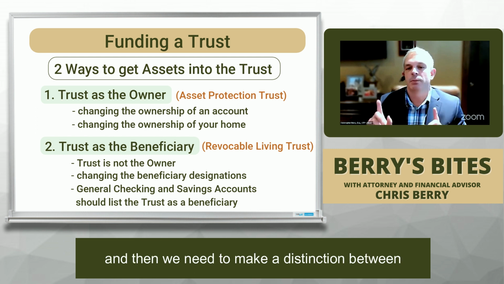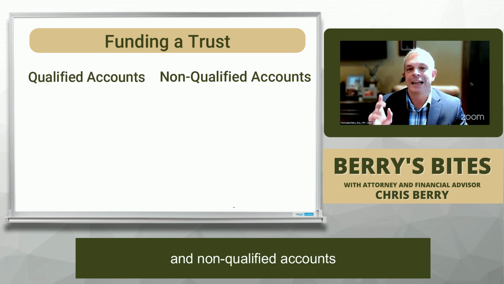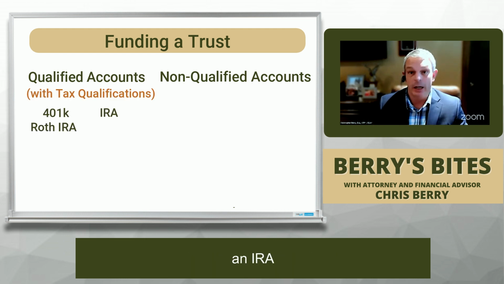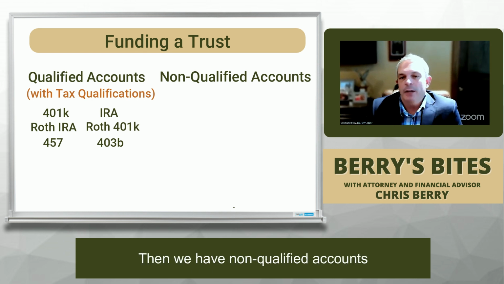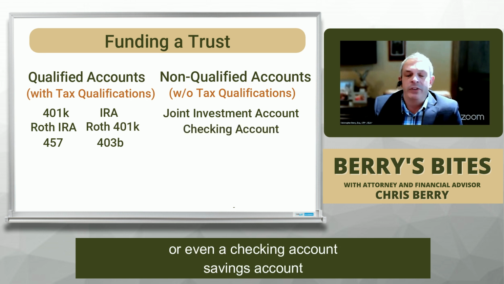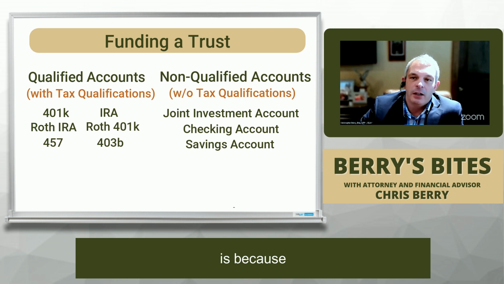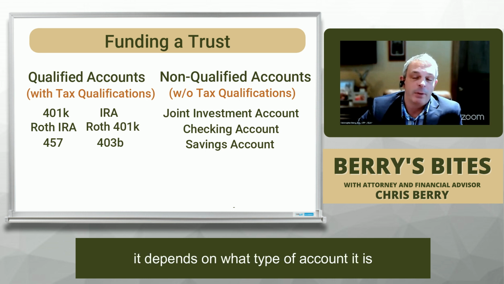And then we need to make a distinction between two types of accounts. We need to talk about qualified accounts and non-qualified accounts. Qualified accounts are something that has a tax qualification. So a 401k, an IRA, a Roth IRA, a Roth 401k, a 457, a 403b, all of these have some type of tax qualification. Then we have non-qualified accounts, just maybe a joint investment account or even a checking account, savings account. Those are non-qualified. And the reason we need to make a distinction is because the way that we title things, like who the primary beneficiary is, it depends on what type of account it is.